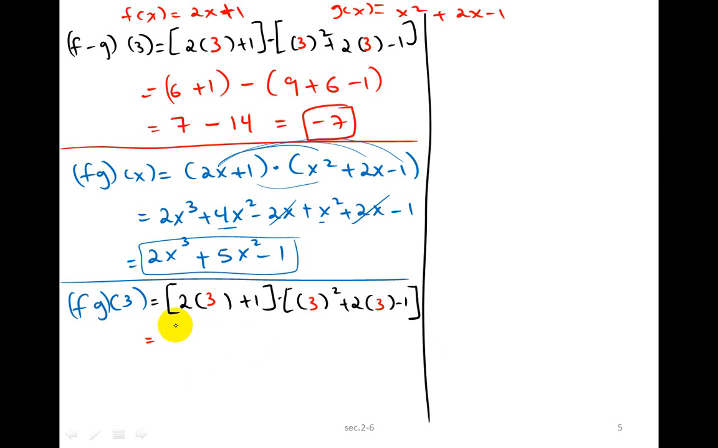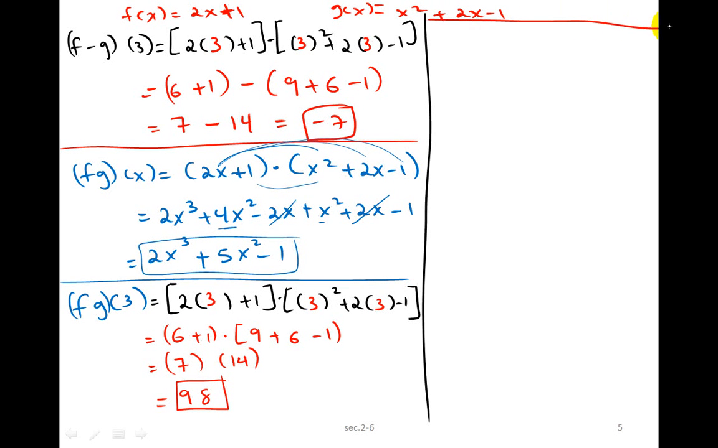So 2 times 3 will give you again 6 plus 1. This is in a bracket, times 3 squared is 9 plus 2 times 3 is 6 minus 1. Again here you have, this one is 7 times 14. So 7 multiplied by 14, you'll have 98. So the product here is 98. I've been checking that 7 by 14 is 98. Good. So we're done with the product.